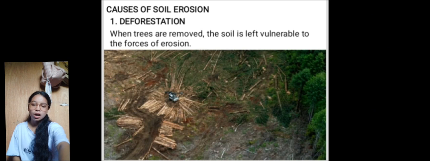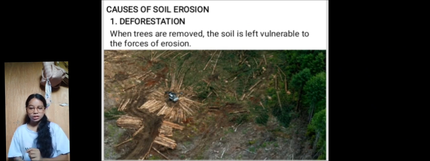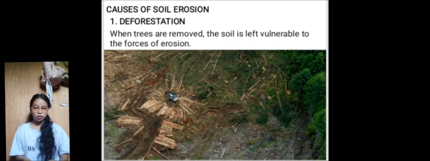And also there are different causes of soil erosion. First is deforestation. When trees are removed, the soil is left vulnerable to the forces of erosion. If there is a tree, it protects the soil so that the soil is strong. But if the trees are removed, what will protect the soil or make the soil strong?